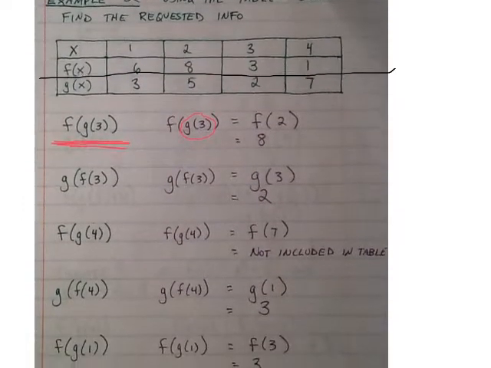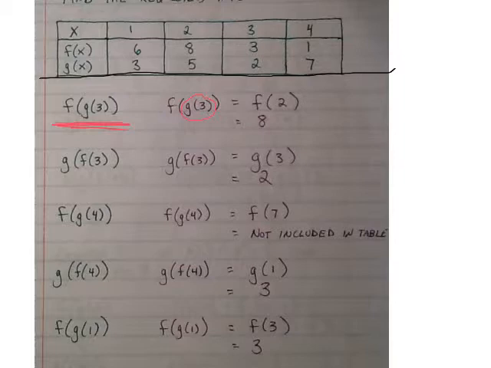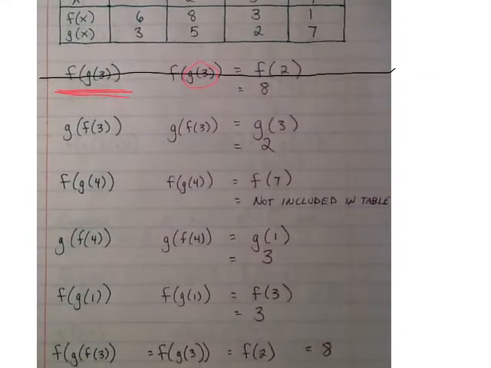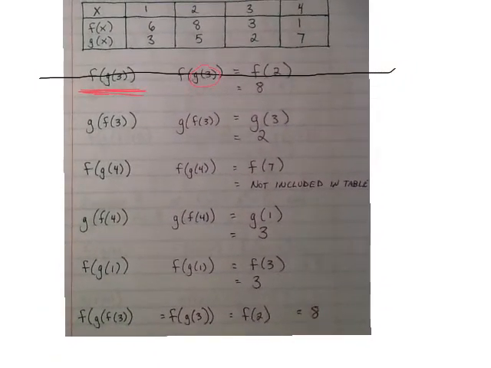Looking at the further examples below, what we've got is g(f(3)). First we have to find f(3). So f(3) is 3, and g(3) is 2. In the third example, we're doing f(g(4)). So g(4) is 7, and f(7) is not on the table. So I just wrote "not included in the table." I'll let you look at the last three examples using the table.